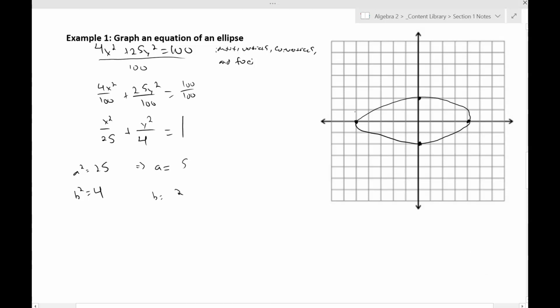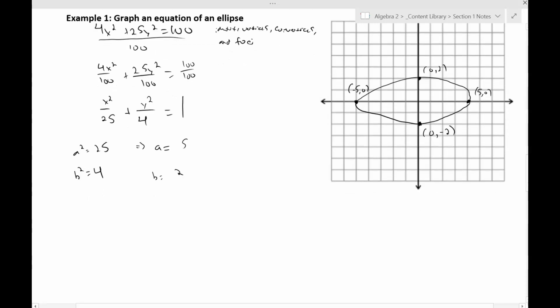That could have been worse and it could have been better. All right, now we want to identify our vertices. Our vertice, if this is a distance of 5 in the negative direction, is going to be an x value of negative 5, 0. This one's going to be 5, 0. This is a distance of 2 in the y direction, so it's going to be 0, 2, and 0, negative 2. Those are our covertices. Now we have to find our foci.